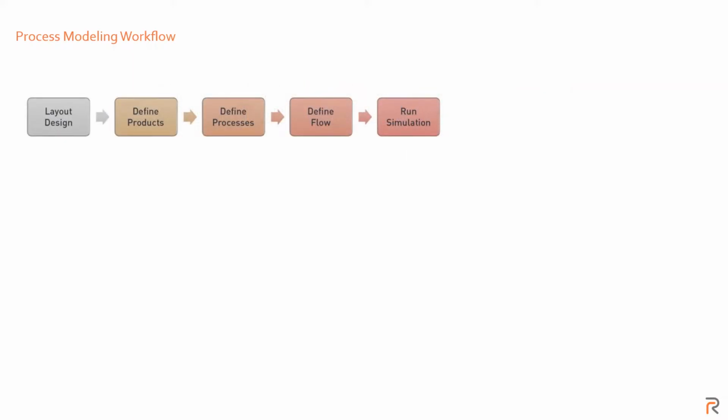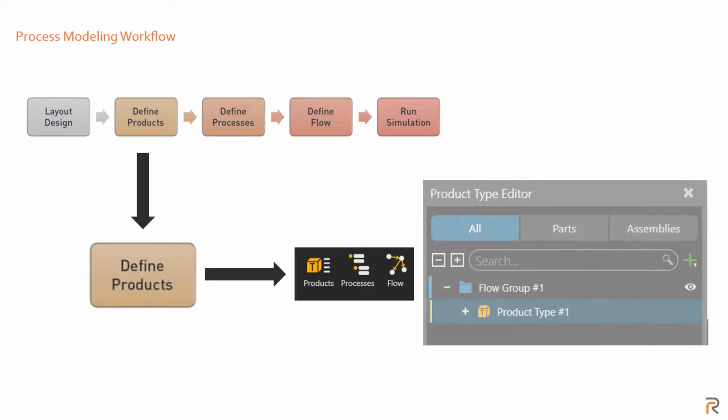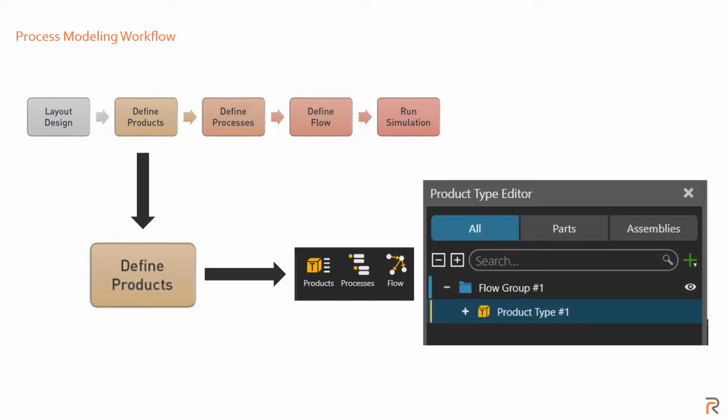The second step is to define the products. A product is an entity that flows through processes in the layout. You can configure and manage the product flow group, product type name, and product properties from the product type editor. Keep in mind that the product should be renamed to avoid confusion.